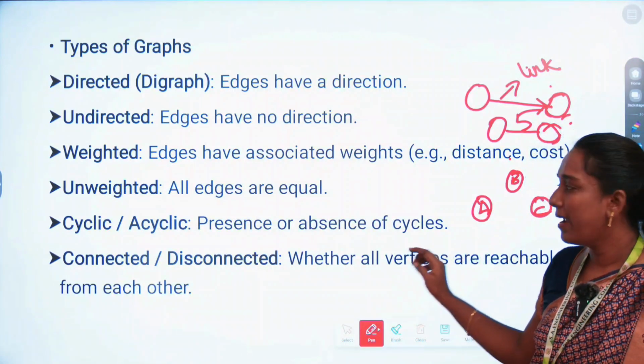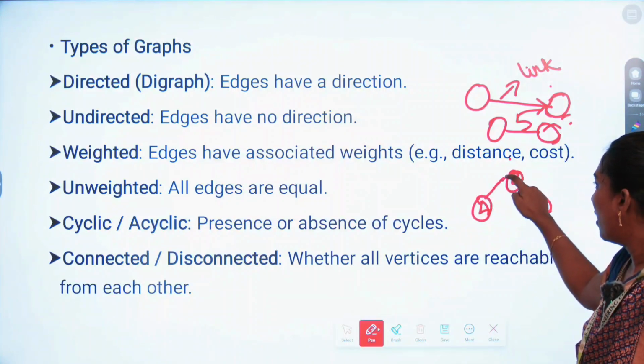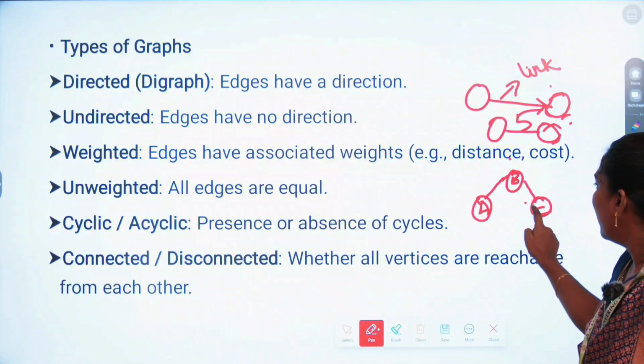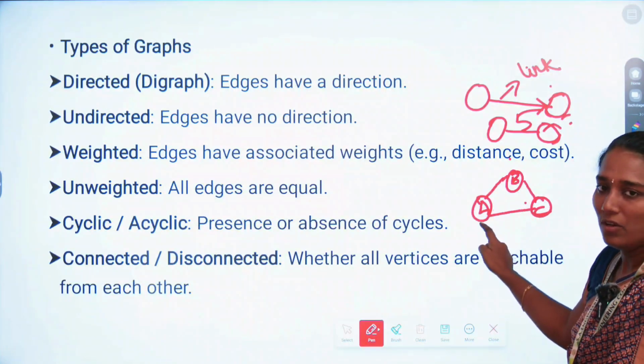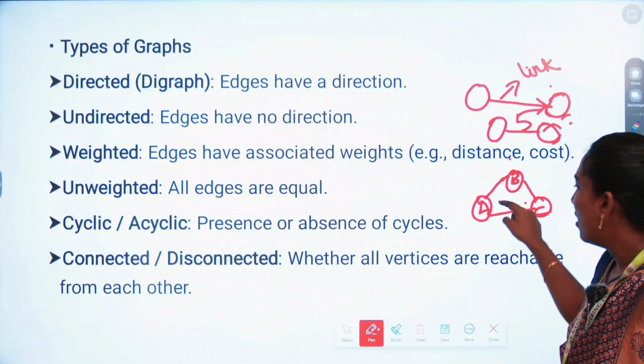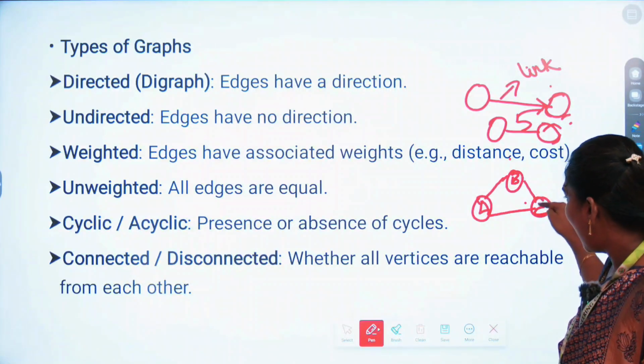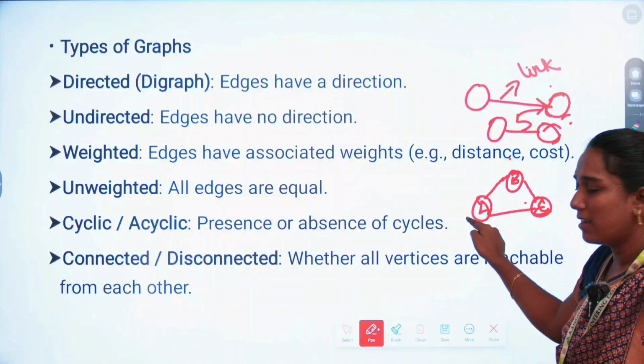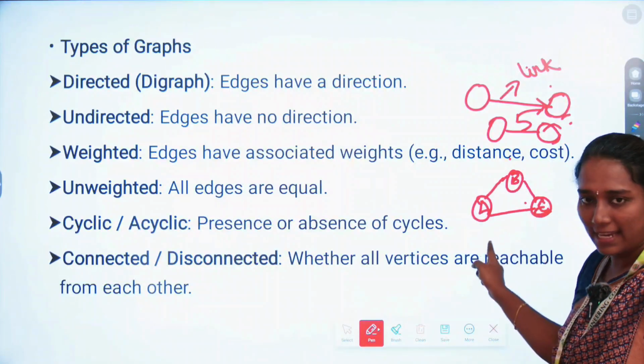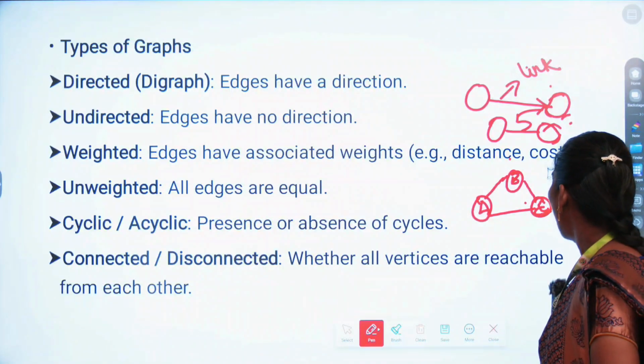So from A to B we connect, and from B to C we have, then again from C to A we have. So this we call cyclic. A to B, B to C, and again from C to A it forms. So this we call cyclic, whereas acyclic is not like that.